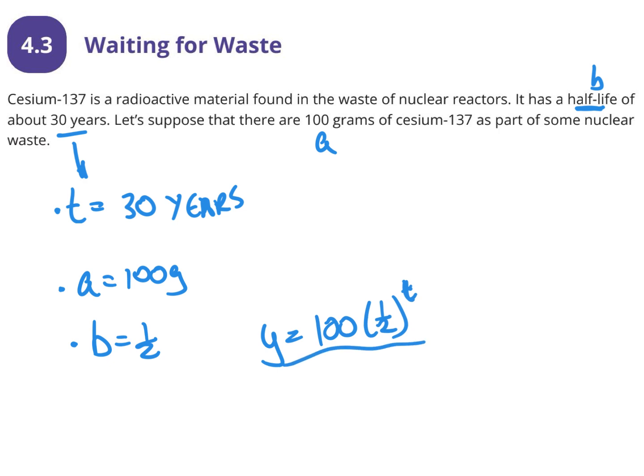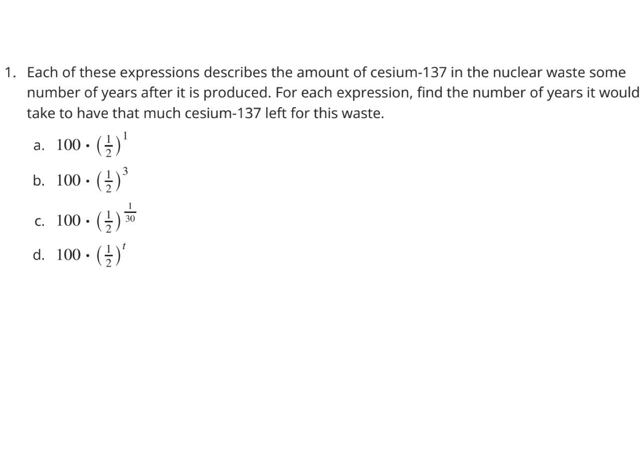So now the first thing we do when we read an exponential problem, and how do we know it's exponential? It says half-life. It talks about decay or depreciation or increase or whatever. That's how we know it's exponential. We write our equation and then look at the problems. Okay, so now each of these expressions describes the amount of cesium some years after it's produced. So find the number of years it would take to have that much cesium left.